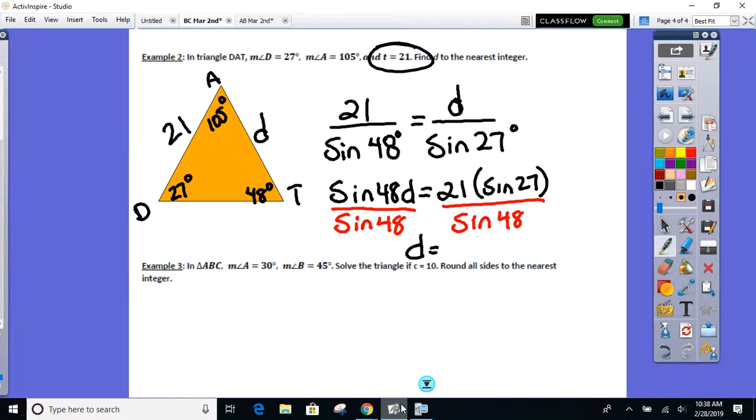$29, what do you get in here? Nearest integer, nice job. 13, any issues? 13. No comments either, huh? Especially from this crew.